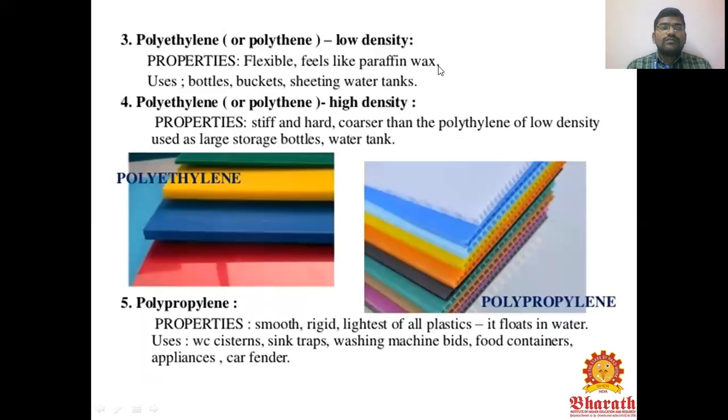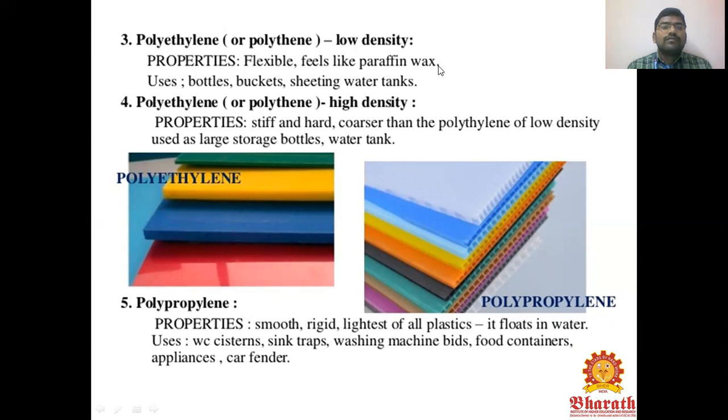Next one is polyethylene or polythene. Low density polythene: its properties are flexible, and it feels like paraffin wax. Uses are bottles, buckets, and sheeting. Water tanks are also prepared from low density polyethylene.